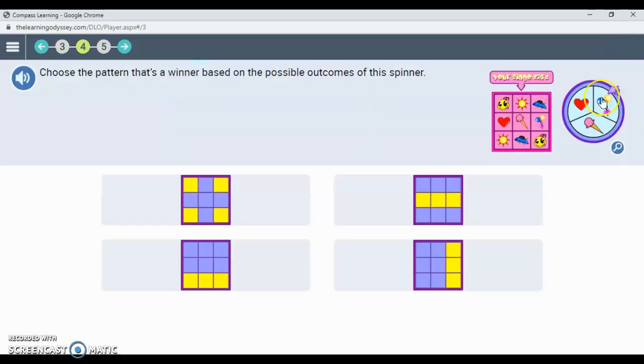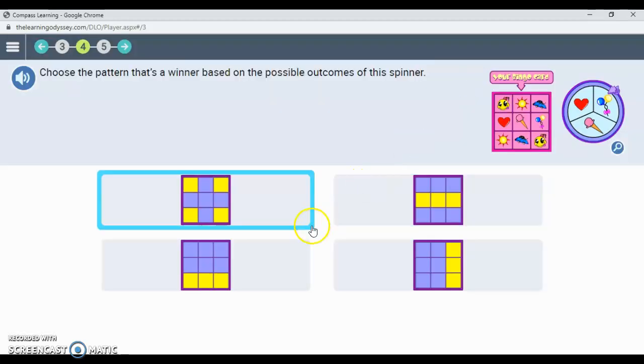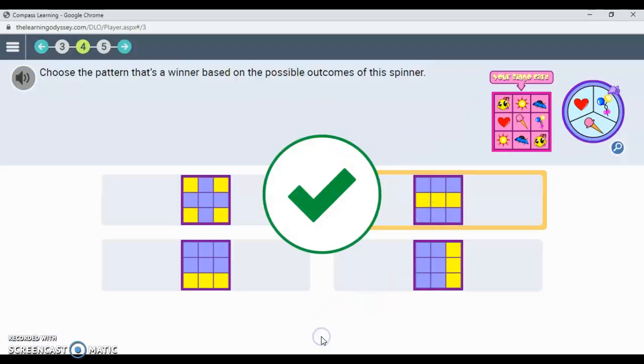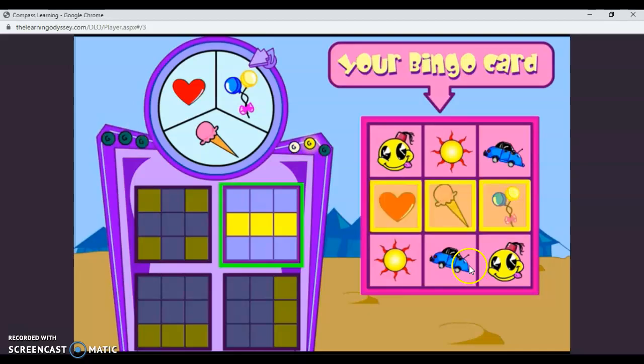Choose the pattern that's a winner based on the possible outcomes of this spinner. Okay, same thing. Now we're going to choose and see which one. Okay, heart. We got a heart. We have a snow cone, and we have a balloon. We have heart, snow cone, balloon. Pattern. This pattern shows the possible outcomes.